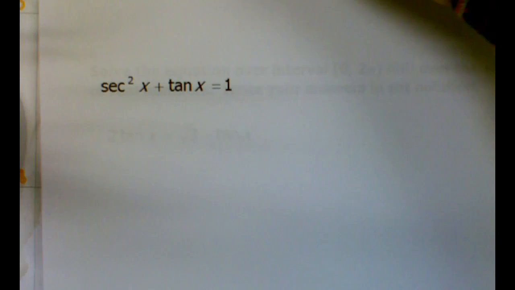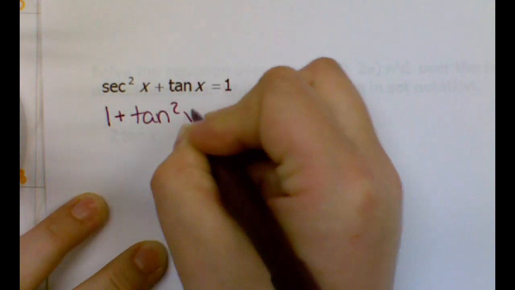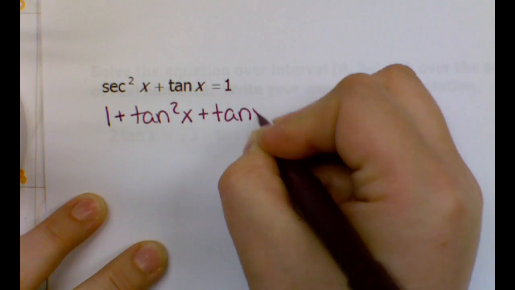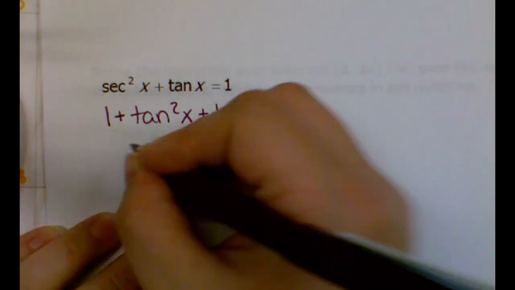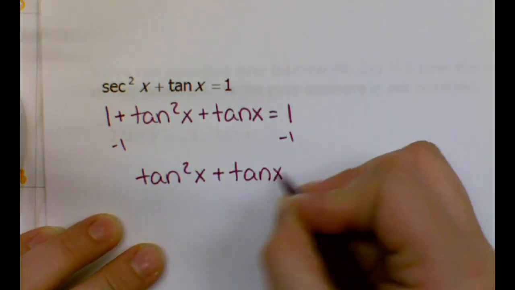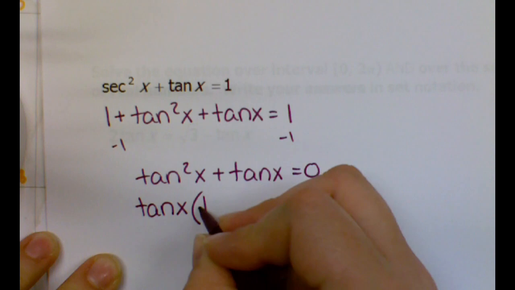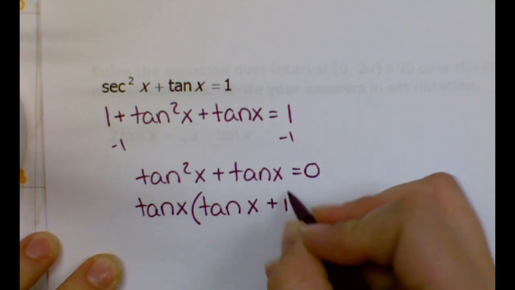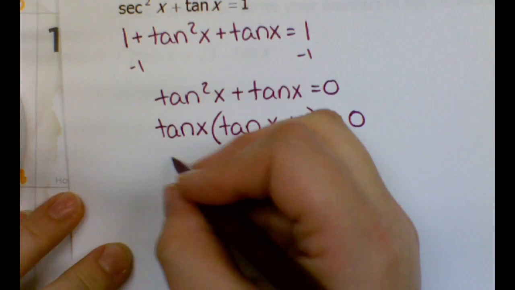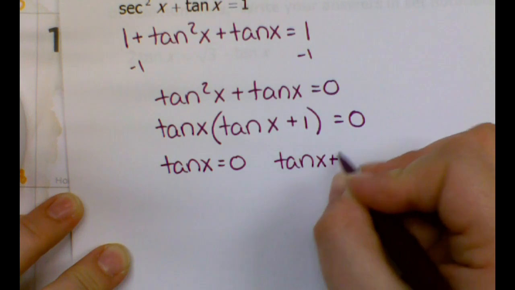All right, this problem, we need it in just one trig function. Secant squared can actually become 1 plus tangent squared. Get it equal to 0, so I subtract 1. And I get tangent squared of x plus tangent of x equals 0. Remember to factor out the GCF, leaving me tangent of x plus 1, and then set both factors equal to 0. So tangent of x equals 0, and tangent of x plus 1 equals 0.